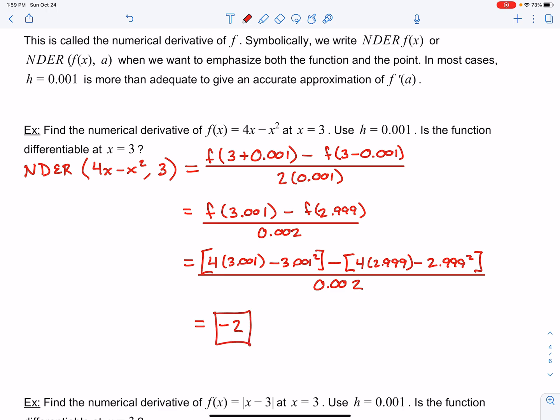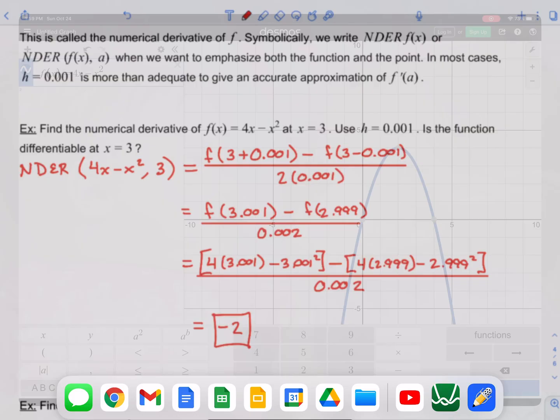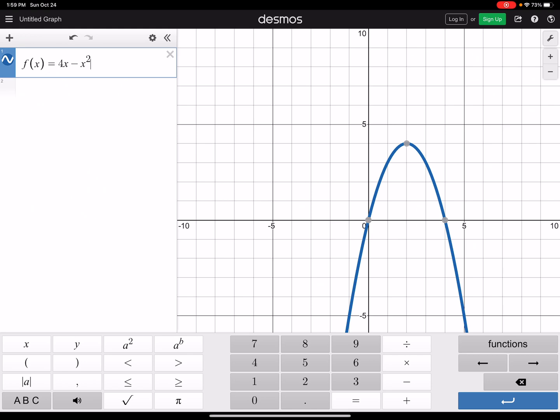So here we have a y value that we get out of this. So yeah, our function's differentiable at x equals 3. And if we want to verify this, we can actually look at our function. We can go to the graph of our function, f of x equals 4x minus x squared. We can see this nice quadratic, this parabola.